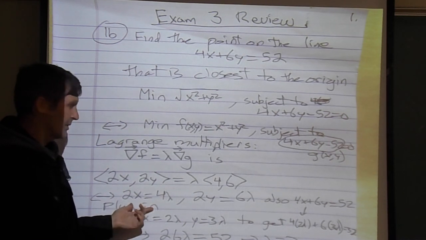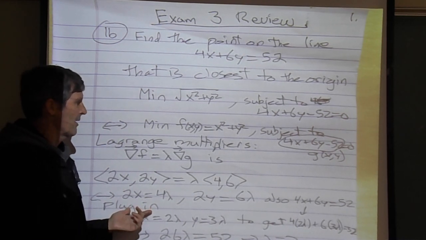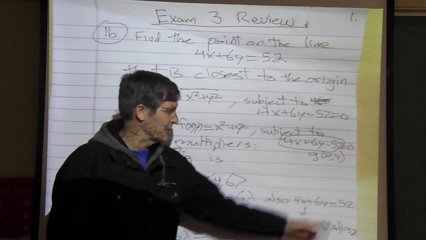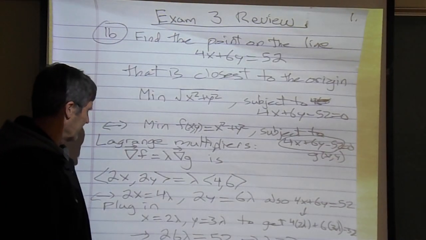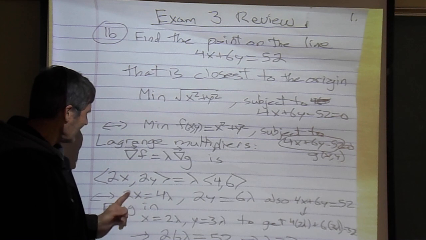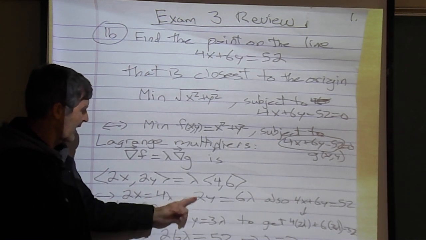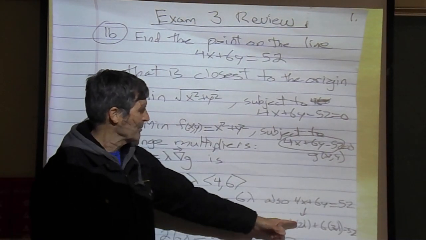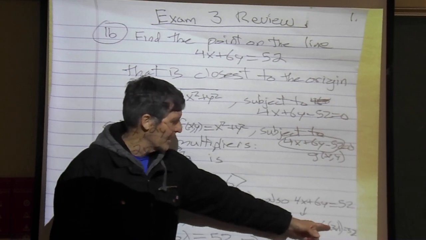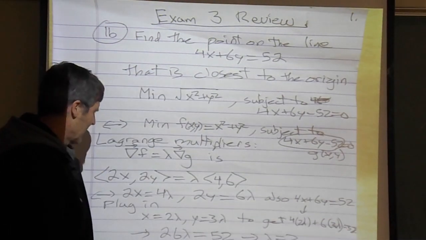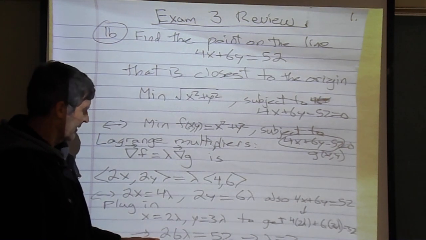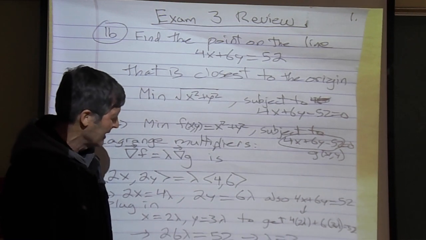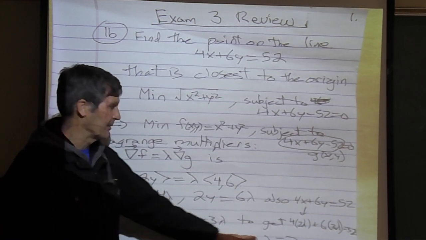Now that's two equations and three unknowns. In general, that's not going to narrow me down enough. I have to also bring down the constraint, 4x plus 6y equals 52. Three equations and three unknowns usually do it. So here I divide by 2 and have x equal 2 lambda. Divide by 2, I have y equals 3 lambda. And I can substitute them into the constraint. 4 times x, which is 2 lambda, plus 6 times y, which is 3 lambda, equals 52. And that gives me on the left side 26 lambda equals on the right side 52, and then evidently lambda equals 2.